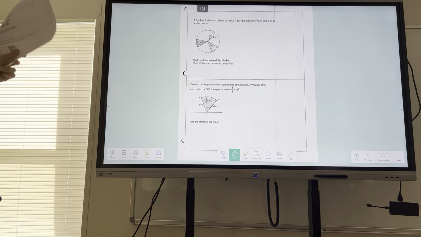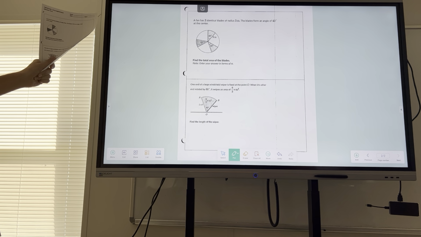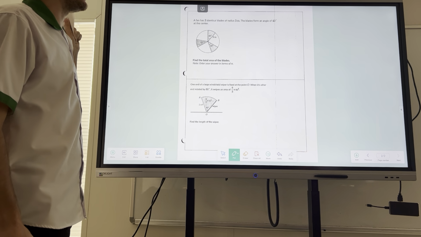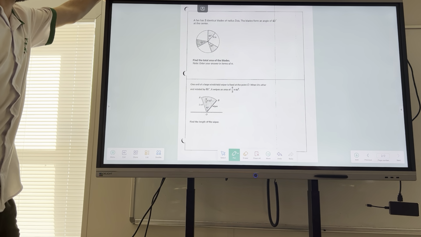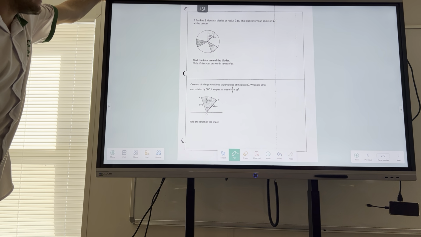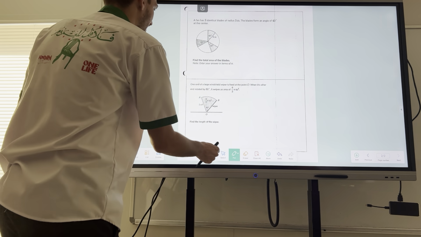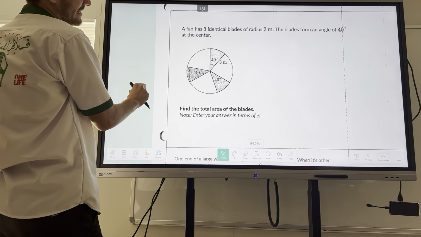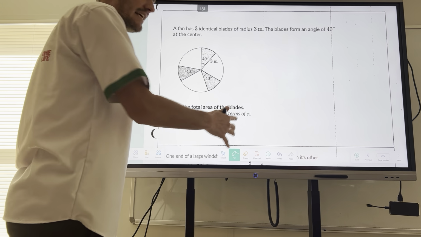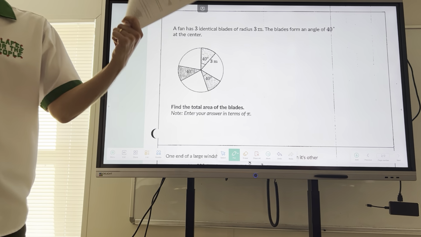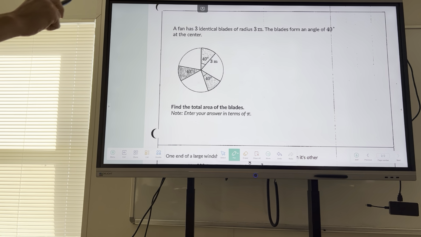All right, here's what we got. A fan has 3 identical blades of radius 3 meters. The blades form an angle of 40 degrees at the center. Find the total area of the blades. And we get one of those in terms of pi things that we've been kind of ignoring the whole time. So let's talk about what that means.